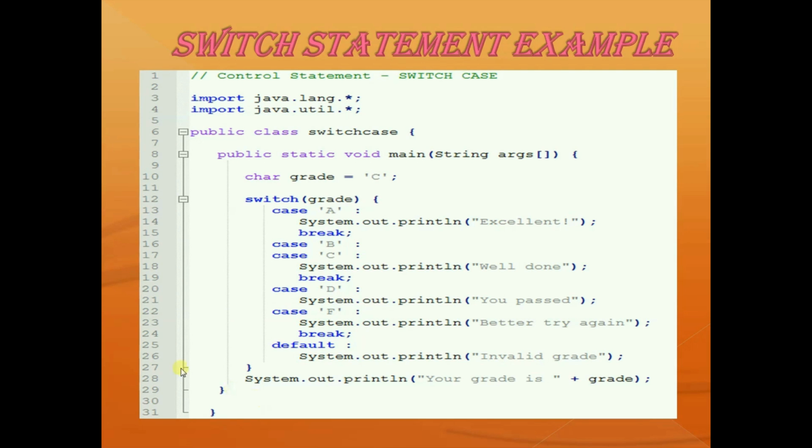You can use switch statements in place of if else statements also, but generally we use switch statements when you have multiple expressions to check. So let's take an example. For example, I have a variable called grade, which is a character type and whose value is C. Let's consider this is the grade of some student.